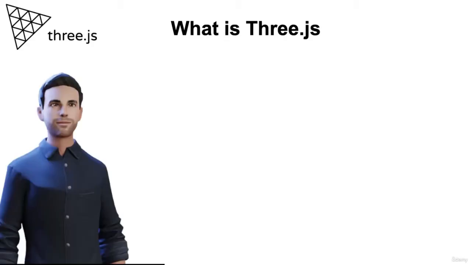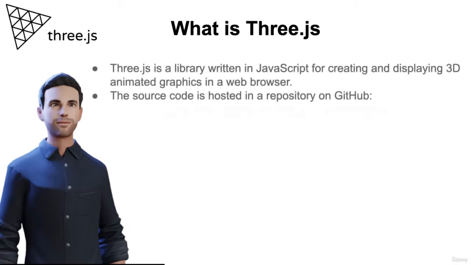In this lesson, we'll begin talking about one of the most important topics of this entire course, which is Three.js. Three.js is a JavaScript library that will enable us to create 3D environments in our browser. This Three.js library is created in JavaScript, and it allows us to create 3D objects, or three-dimensional graphics that are animated, and we can view it all in our browser.